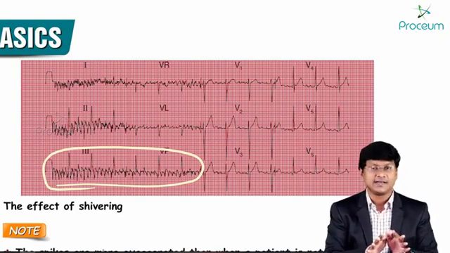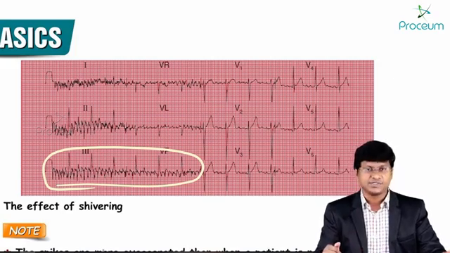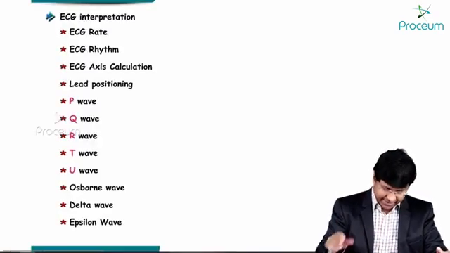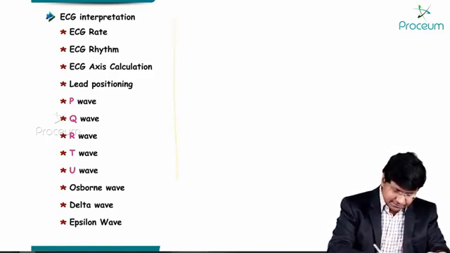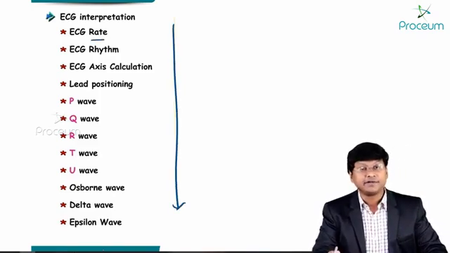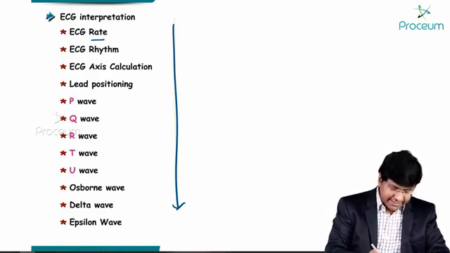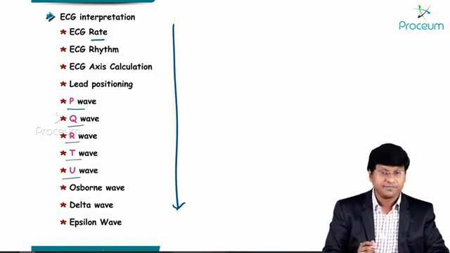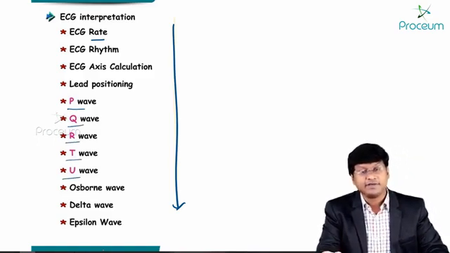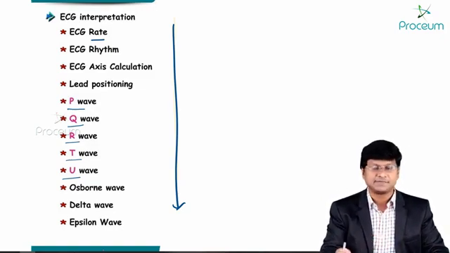So these are some of the points related to your ECG basics. In my subsequent sessions, I will be discussing how to calculate the rate, how to interpret the rhythm, how to calculate the axis, then abnormalities of the P wave, Q wave, R wave, T wave, U wave, then what is the Osborn wave, what is the delta wave, what is the epsilon wave. These are all the things I will be discussing in the subsequent sessions.